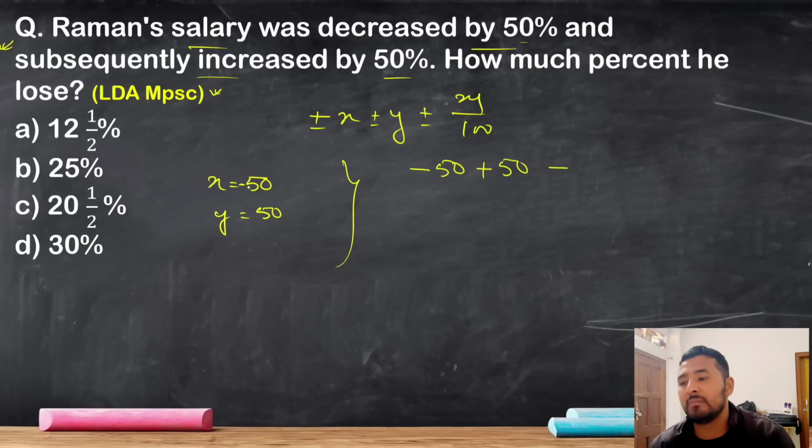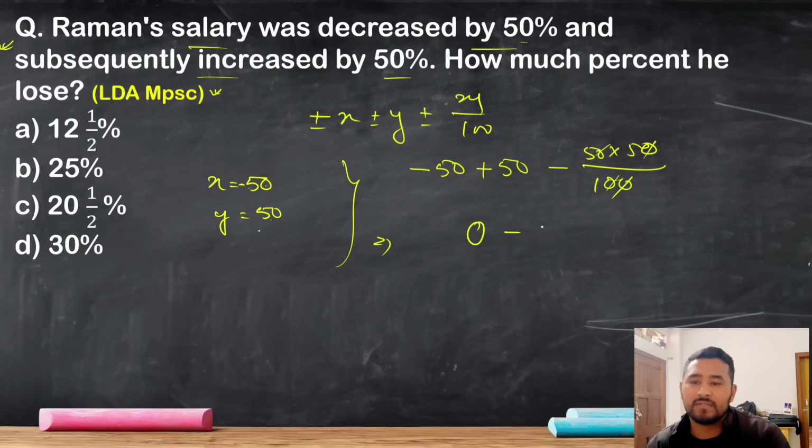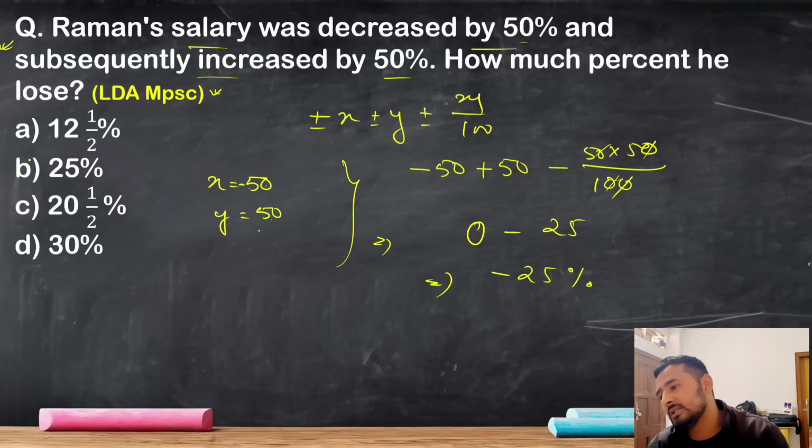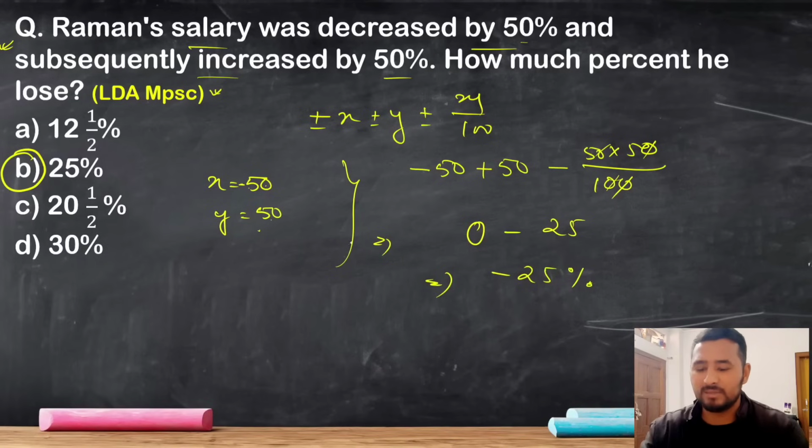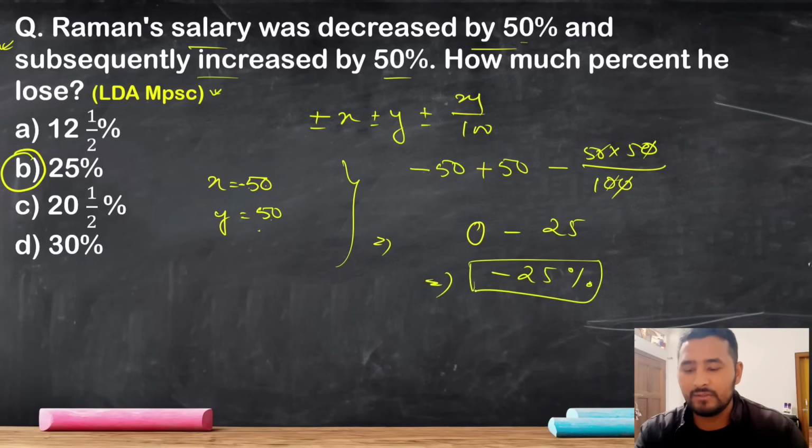Why? Because when you multiply minus into plus, one negative integer, one positive, you get minus, right? So you'll get 50 into 50 by 100. Now cancel the zeros. 50 minus 50 is how much? 0. Minus 5 into 5 is 25. So it is decreased by how much? How much did he lose? Minus 25%. So the answer is 25%. I hope this is very easy. You can do it by yourself.